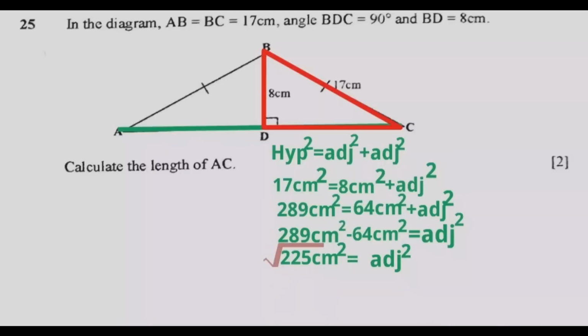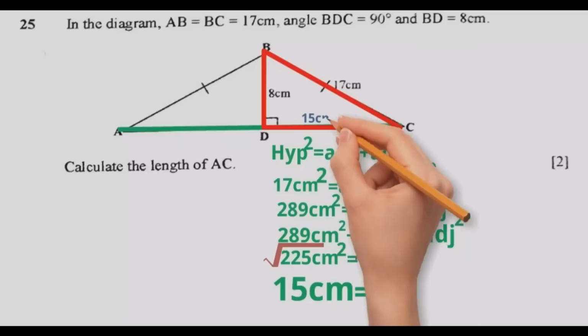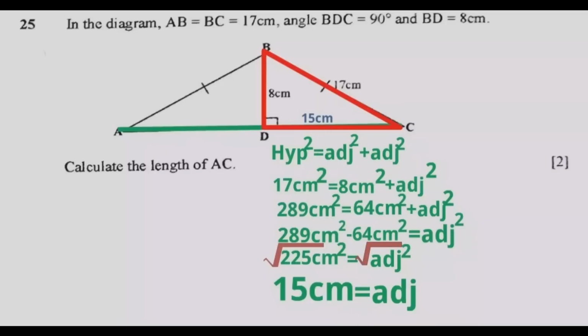The next thing I'm going to do is find the square root of 225 and the square root of adjacent squared. The square root of 225 is 15 centimeters, and the square root of adjacent squared is adjacent. That means the side DC is equal to 15 centimeters. Now, for me to find the length of AC, I'm going to multiply 15 centimeters by 2, which will give me 30 centimeters.